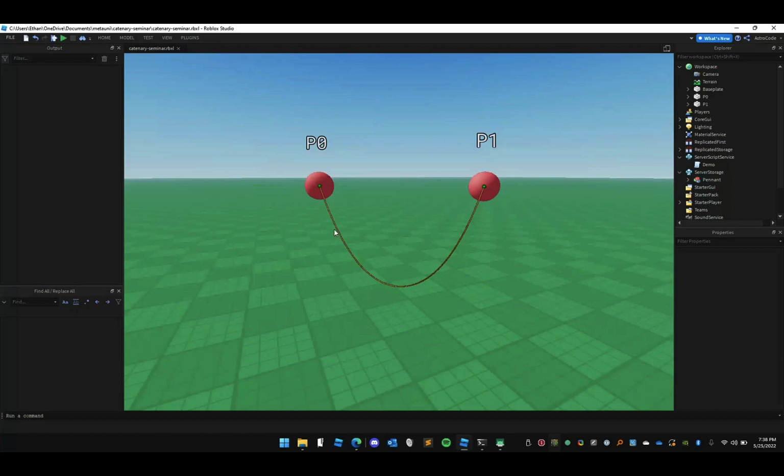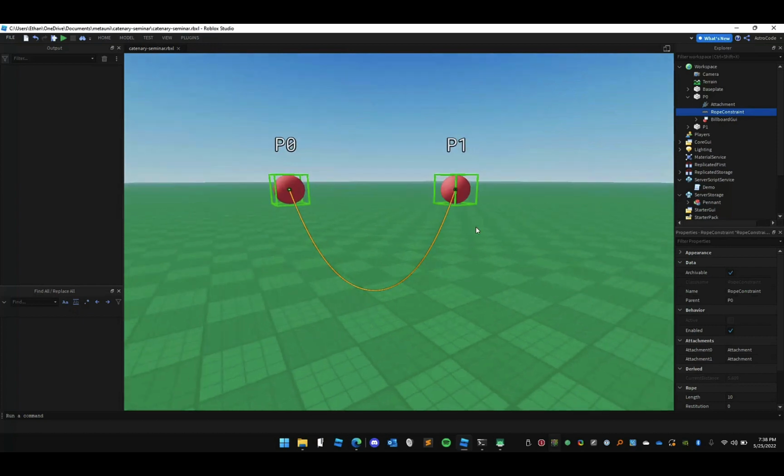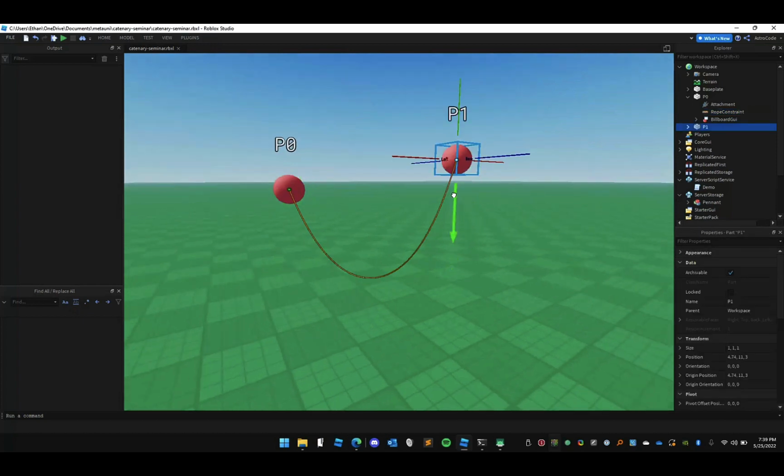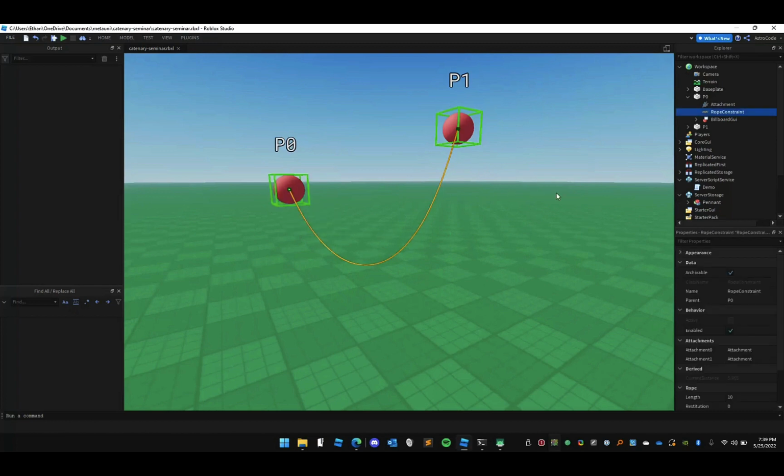Let me show you. So the reason they wanted this, so this is the rope constraint, and it has this visual. This visual that we're seeing here, this is the catenary. And they wanted to be able to place objects along it, like maybe lights or something. People usually, when they want a rope in their game, just use this rope constraint visual. But if you want to do anything that's not static, then you would need to do your own math.